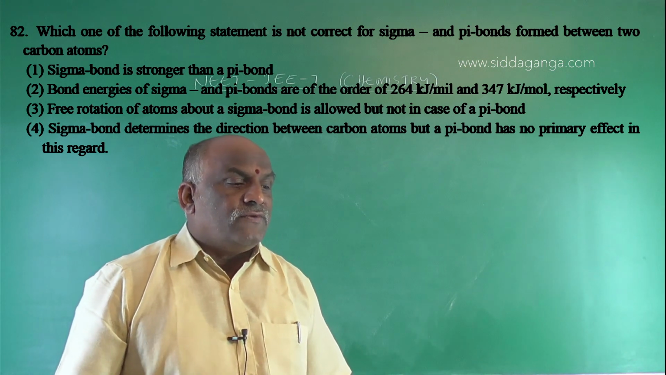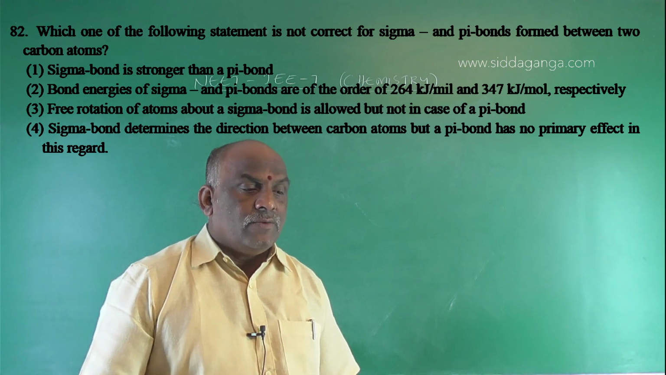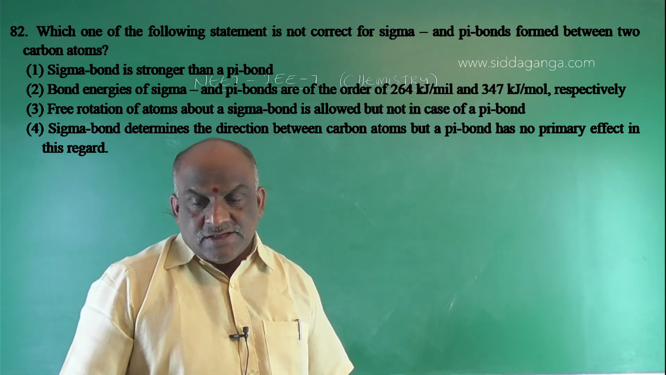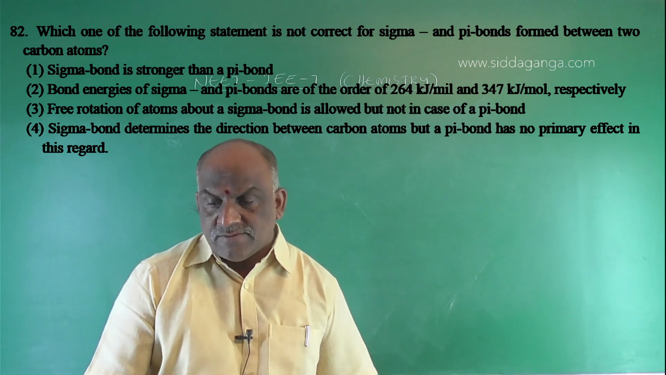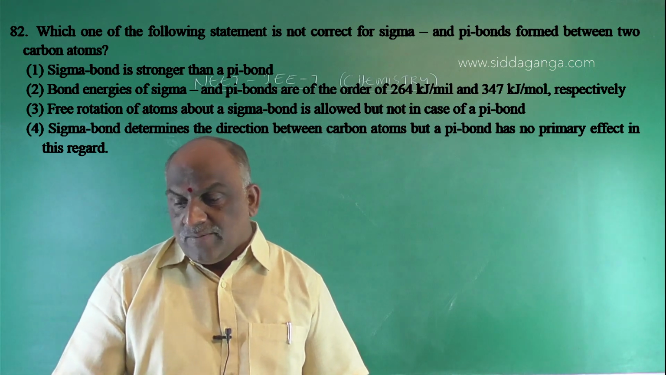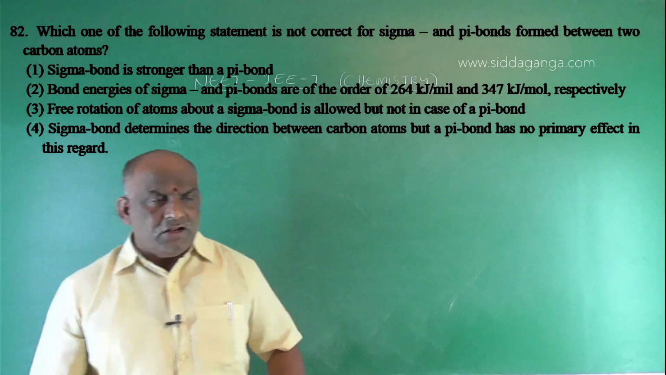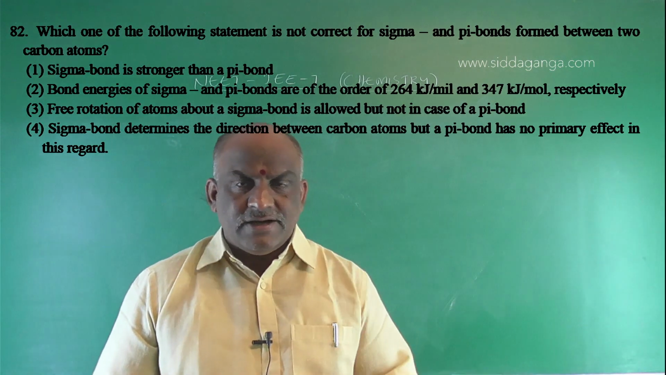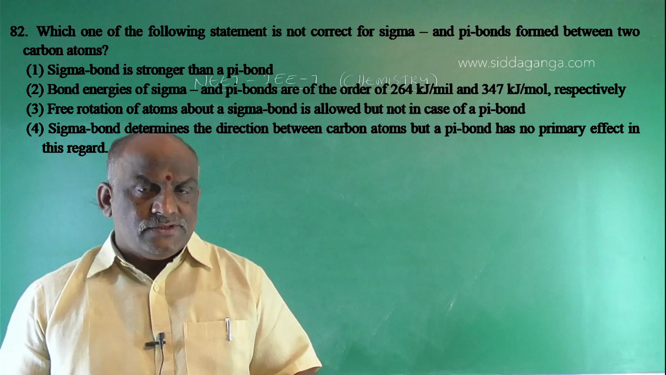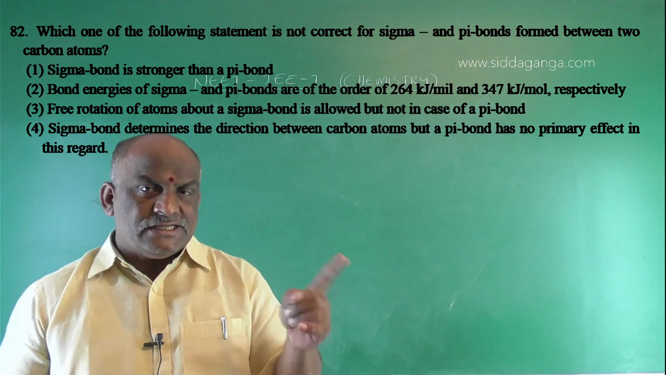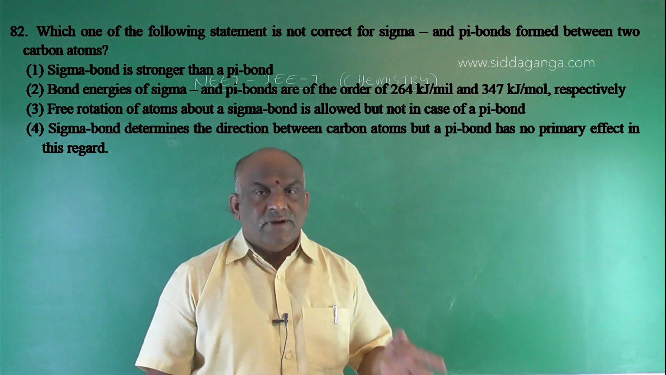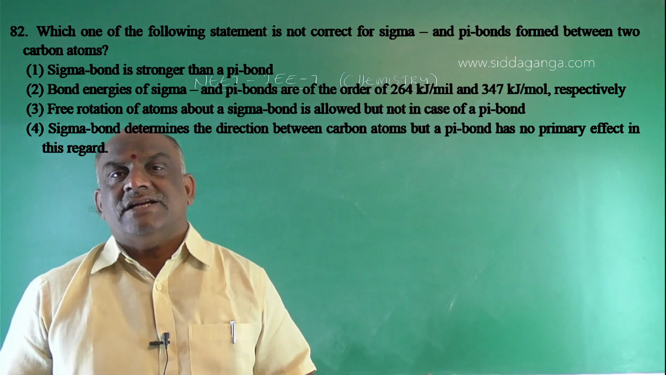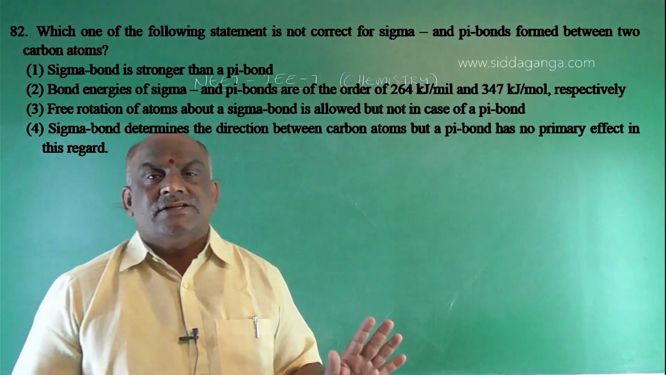Free rotation of atoms supporting sigma bond is allowed, but not in case of pi bond. That is also the right answer. Sigma bond determines the direction between carbon atoms, but pi bond has no primary effect in this regard. All sentences will be correct. Don't get confused. In the second option, if they go with first pi, second sigma, that is a wrong statement, but here it is already corrected. So all statements are correct. Nothing is a wrong statement here.